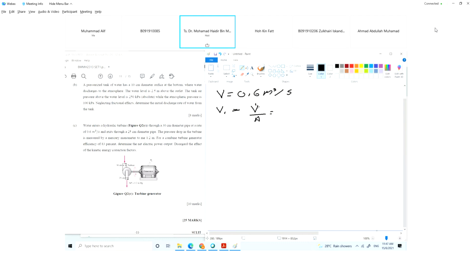V1 is equal to V dot over A, and you also can determine V2. V2 is equal to V dot over A at point 2. The difference is that for this one, A uses the diameter 25 centimeter. For point 1, A uses the 30 centimeter. You can determine V1 and also V2.